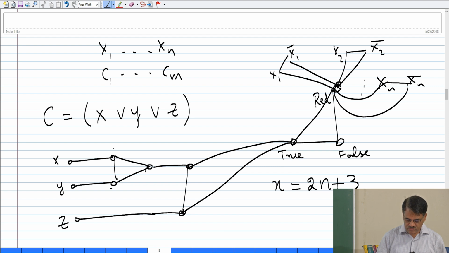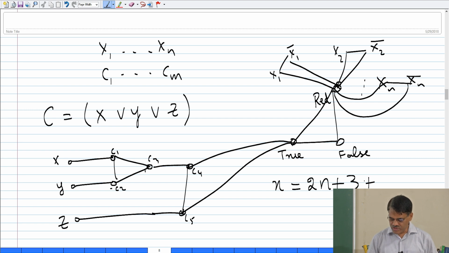So this is C1, C2, C3, C4, C5. These 5 vertices are special to this clause. These are not separate vertices, these are the same x vertices from here. If it is x bar, you will pull out the corresponding x bar, otherwise you pull the corresponding x and add it to these 5 vertices. So the number of vertices in G, let me call it n prime, is 5 into m.